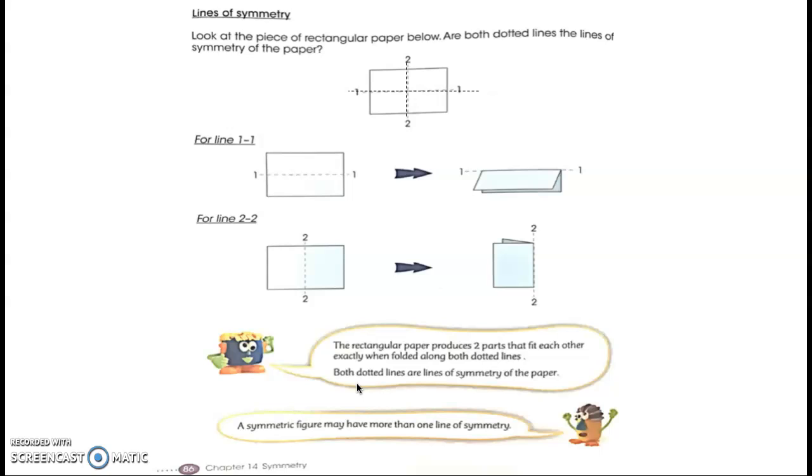Look at that rectangle. If I draw the line like this, I can fold it exactly, overlapping the 2 parts onto each other. And if I fold from this line also, I can overlap both sides exactly over each other, isn't it, without any deviation. So I can see that the rectangle is symmetrical, but I have 2 lines of symmetry in this one. That means if I fold it horizontally, it is symmetrical, and vertically also symmetrical. So I have 2 lines of symmetry for this rectangle.